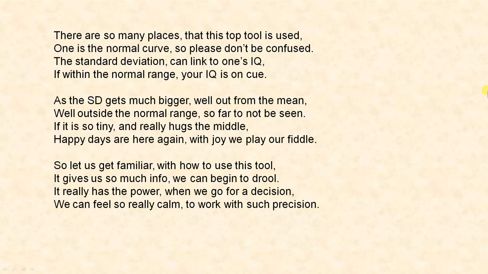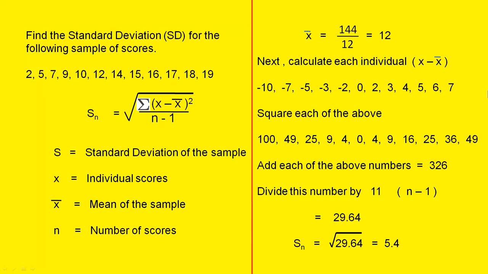And now we move on to the brief lesson about standard deviation. And here we are. So the question here is, find the standard deviation, the abbreviation is SD, for the following sample of scores. So it's very important to understand that this is a sample. It's not the population. So here we are. We have all the scores here.